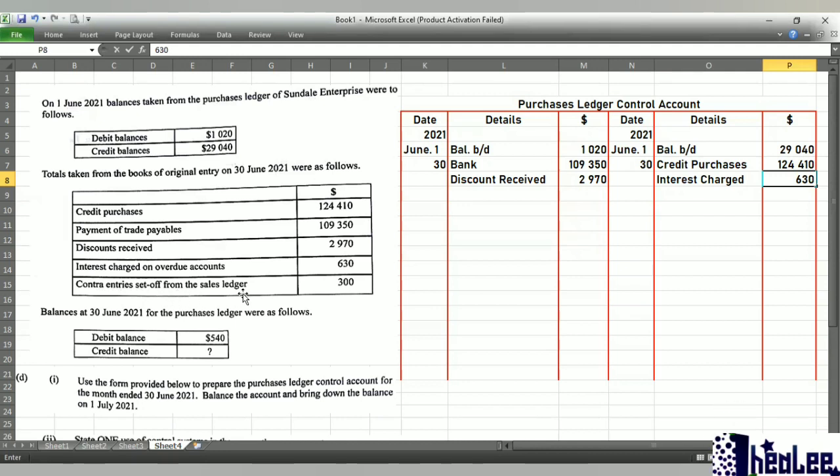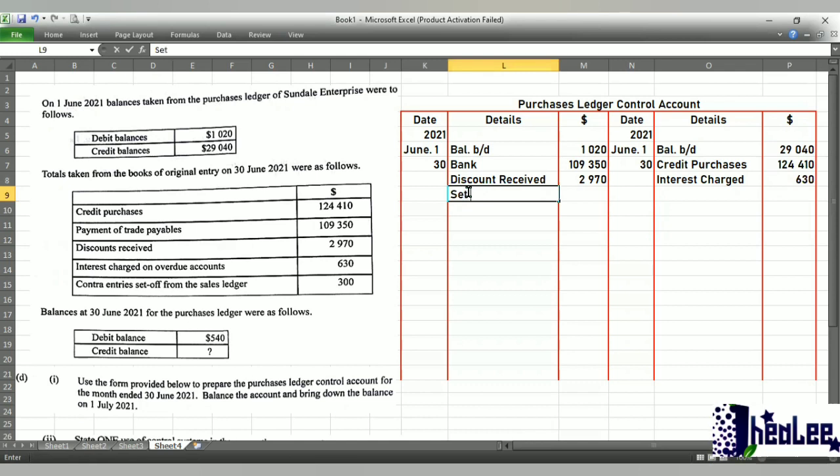Contra entries set off from the sales ledger, meaning there's a reduction in the sales ledger as well as the purchases ledger control, because there was a split between the debtor and the creditor. Because remember, the same person that is your supplier may just as well be your customer, and based on agreement, you will split out what is owing. So there is a split of $100, and that is a reduction.